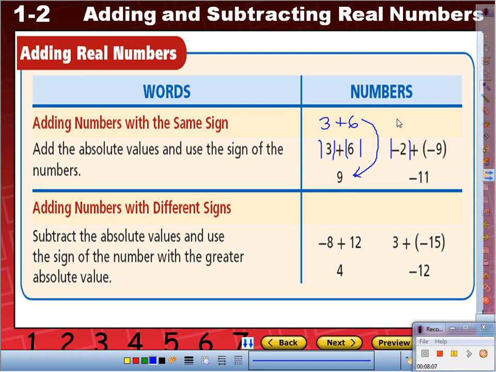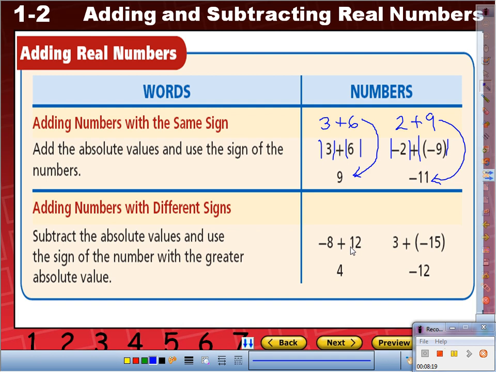Absolute value of negative 2 is 2. Absolute value of negative 9 is 9. Are they the same sign? Yes, they're both negative, so we add them. 9 plus 2 is 11. However, what is the sign of both numbers? Negative. That's how we get that negative 11.